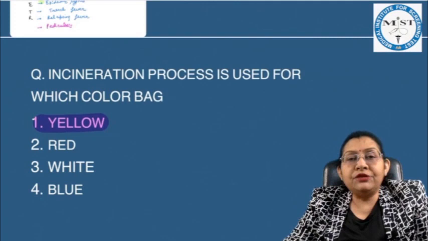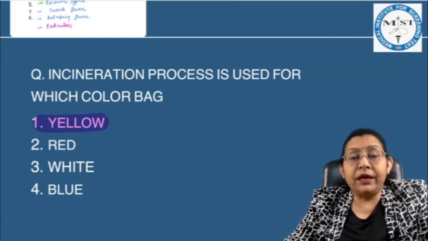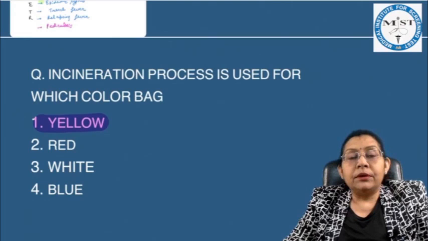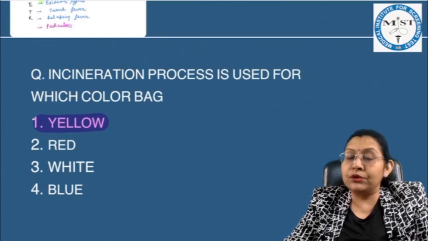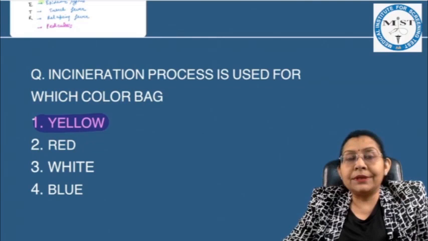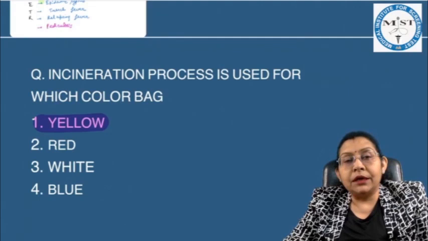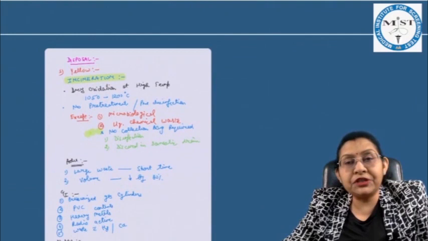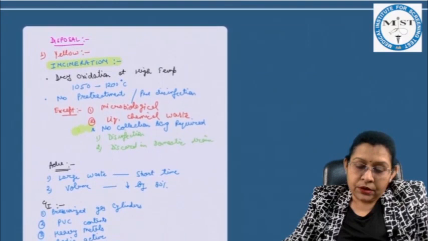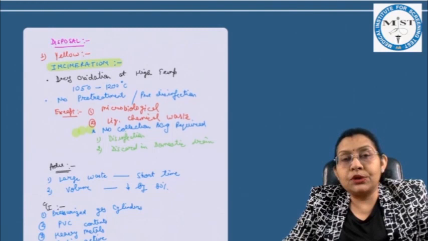Incineration process is used for which color bag? It's again a repeatedly asked question, and I hope everybody might have marked this answer correctly. There should not be any confusion. Yellow color bag is discarded by incineration, while for red, white, and blue color bag contents, first we have to do their disinfection, and after the disinfection we do their disposal. So the yellow contents are disposed of by incineration.